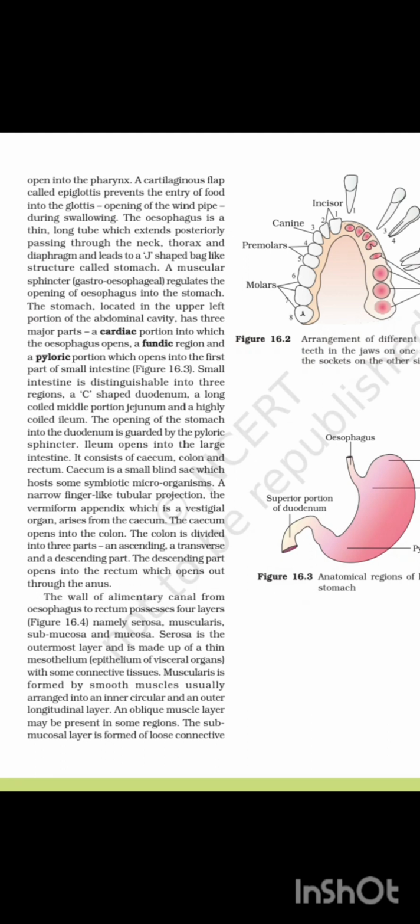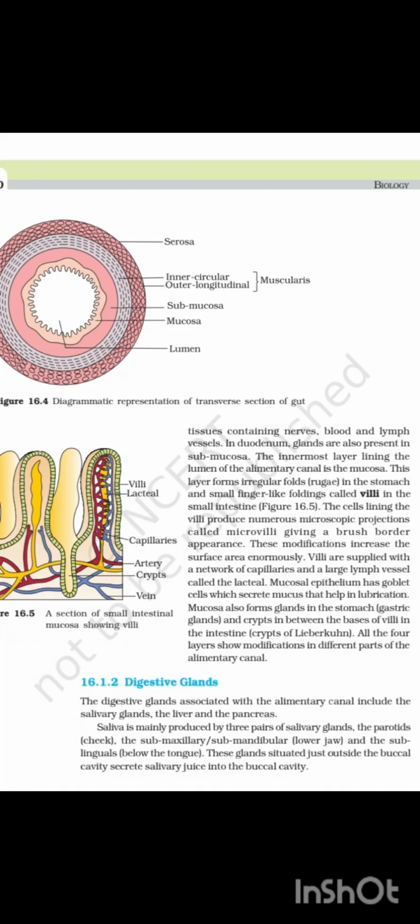The wall of the alimentary canal from esophagus to rectum possesses four layers, figure 16.4, namely serosa, muscularis, submucosa, and mucosa. Serosa is the outermost layer and is made up of a thin mesothelium, epithelium of visceral organs, with some connective tissue. Muscularis is formed by smooth muscle, usually arranged into an inner circular and an outer longitudinal layer. An oblique muscular layer may be present in some regions. The submucosal layer is formed by loose connective tissues containing nerves, blood, and lymph vessels. Duodenal glands are also present in the submucosa.